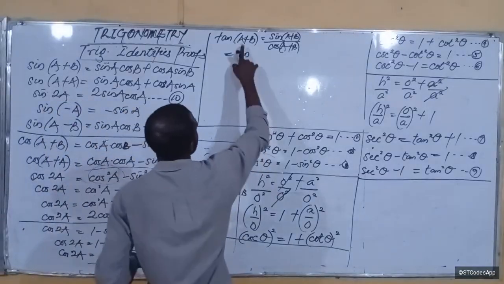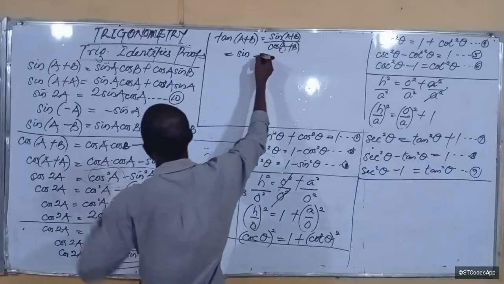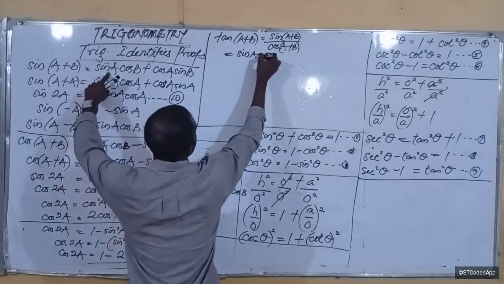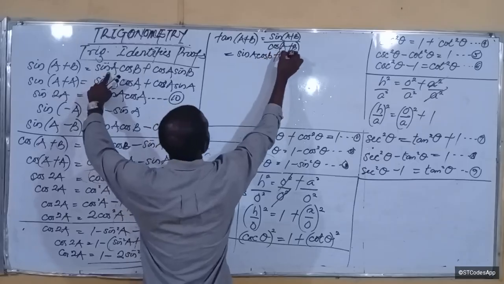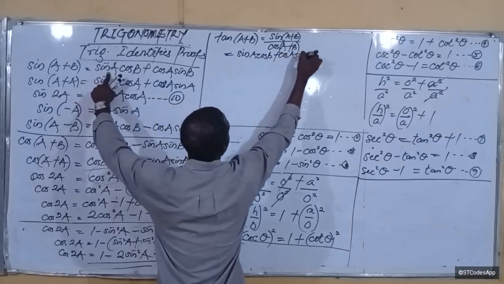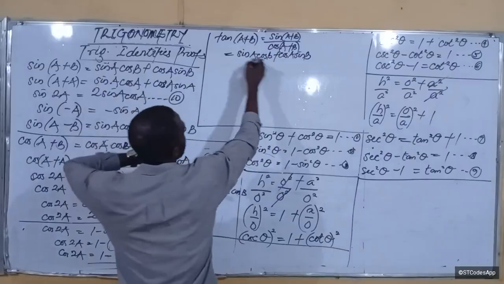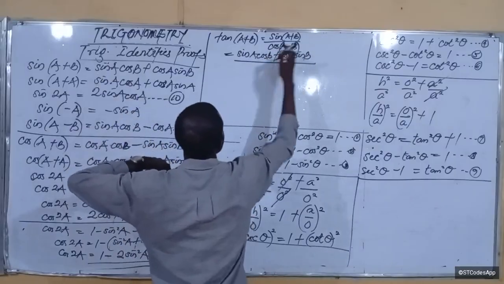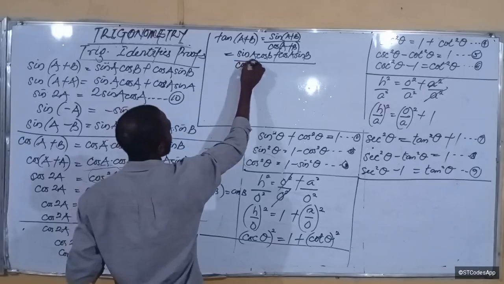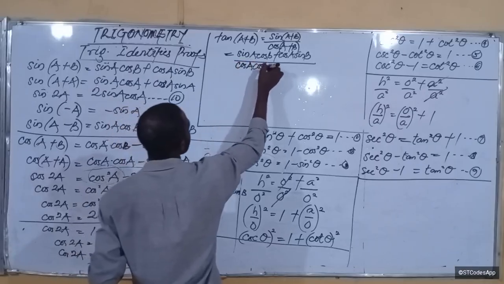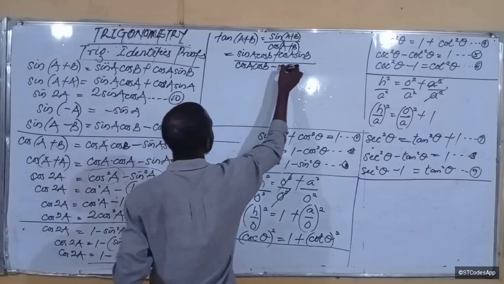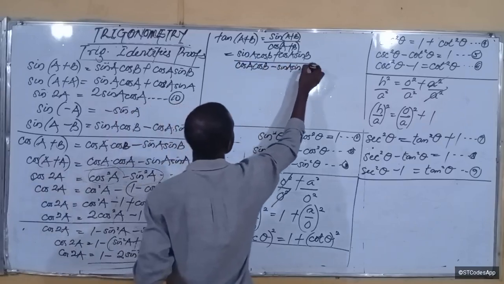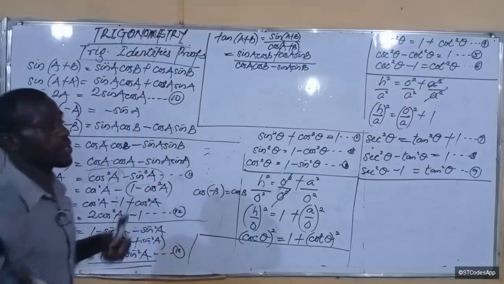So what do you see here? That the sine of A plus B comes back to this place: sine A cos B plus cos A sine B. Over cosine of A plus B, which becomes cos A cos B minus sine A sine B. Now let me show you something interesting that we're going to do here.